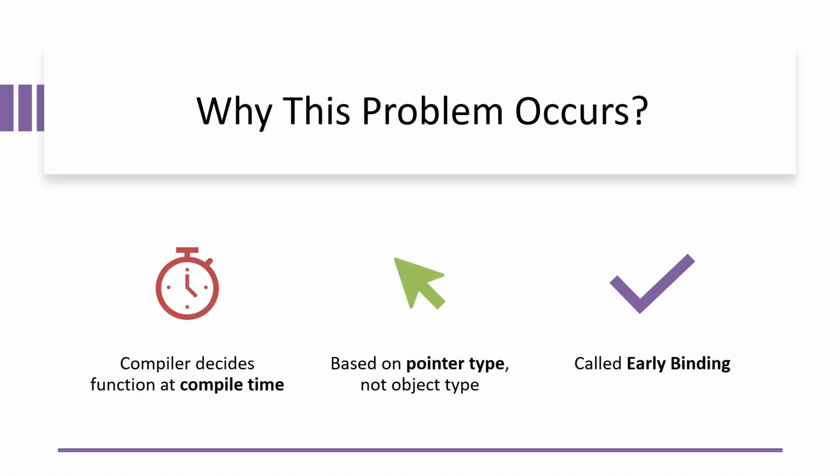Why does this problem occur? This happens because of early binding. The compiler decides which function to call during compile time. It uses the type of the pointer, not the actual object. Since the pointer is of type Animal, it calls the Animal function. This leads to incorrect behavior.